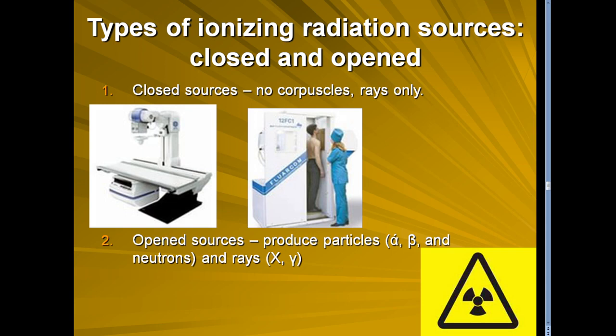If we have a combination of particles and rays, such a source will also belong to open sources. If only X or gamma rays, closed. If alpha particles or beta, it's an open source of radiation.